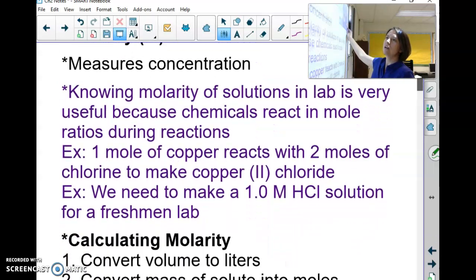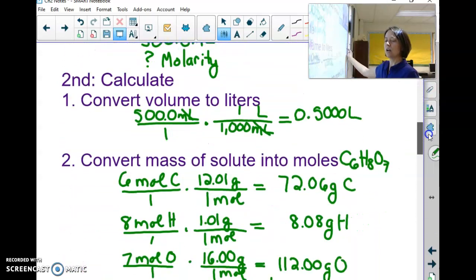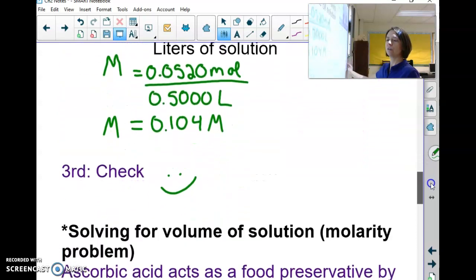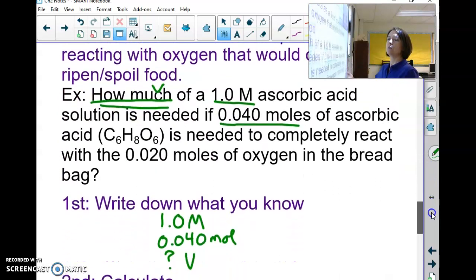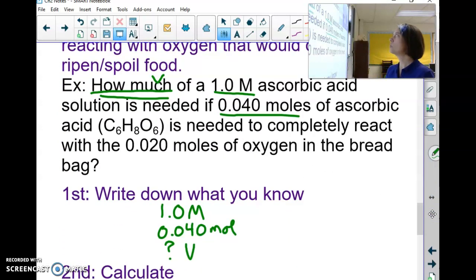This is Chemistry, Chapter 2, Part 12, and we are in the third section on mixtures and gas and solutions, and we're talking about molarity. If you recall, we had a little bit of a cliffhanger. We were in the middle of a problem. We were figuring out how much of a 1 molar ascorbic acid solution is needed if 40 thousandths of a mole of ascorbic acid is needed to completely react with the oxygen in the bag.